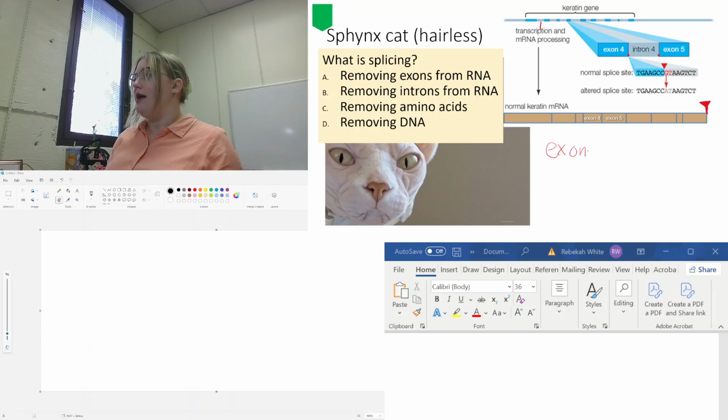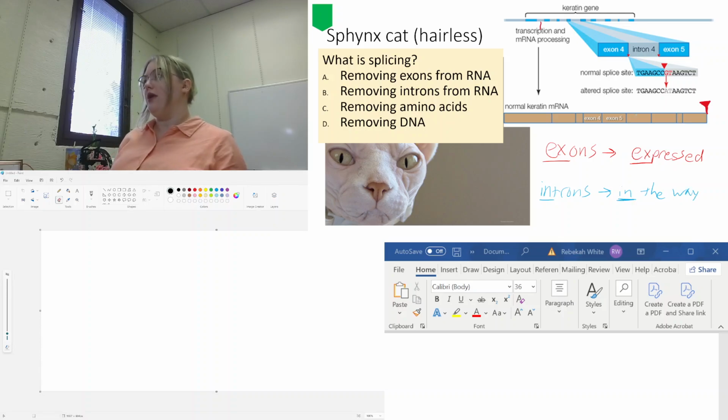So remember, exons are expressed. Introns are in the way. So if introns are in the way, then that is the part of the RNA that we want to remove, okay?